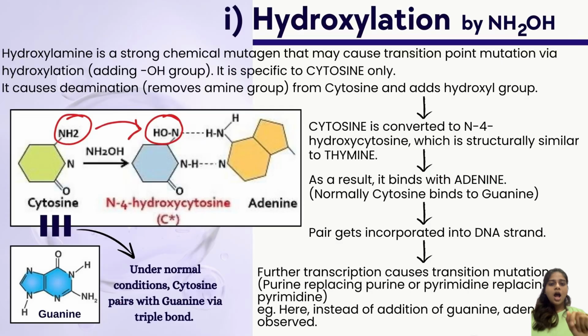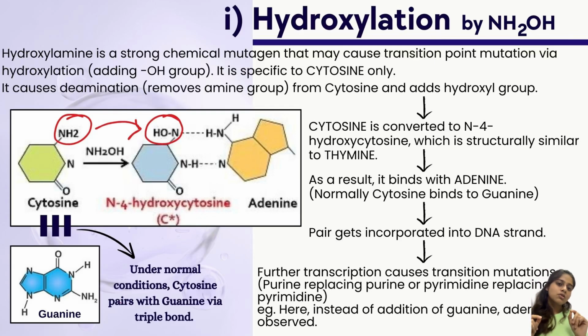This is the basic knowledge that we need to understand the further pathways or further chemical reactions that lead to modification in the bases. Our first mode of action for today is hydroxylation by NH2OH, hydroxylamine. So this is specific to cytosine only, and we will see why ahead. So hydroxylation is basically addition of OH or hydroxyl group. Now under normal conditions, as we saw earlier, cytosine binds with guanine, right?